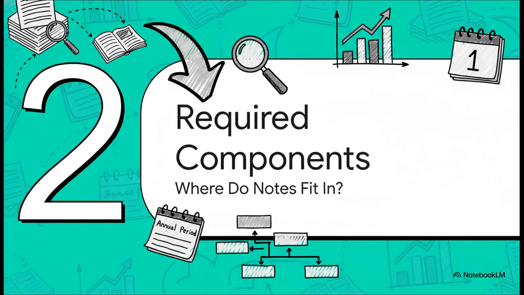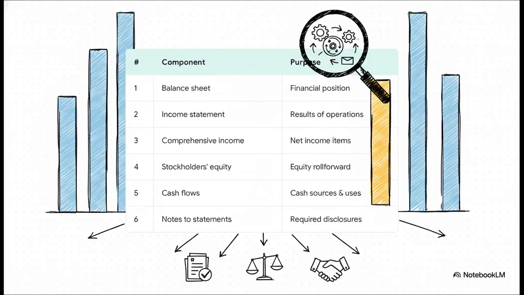Moving on to Section 2, the 6 required components. Where exactly do notes fit in? Under US GAAP, a complete set of financial statements for an annual period includes 6 distinct components. You've got your balance sheet, showing the financial position at a point in time, the income statement, showing operations, you have the statement of comprehensive income, the statement of changes in stockholders' equity, and the statement of cash flows. But here's the critical point. That 6th pillar? The notes to the financial statements. They contain all the disclosures required to ensure those other 5 statements aren't misleading. The notes are completely equal in standing. They are not subordinate to the numbers.